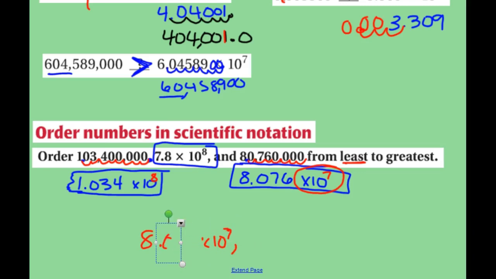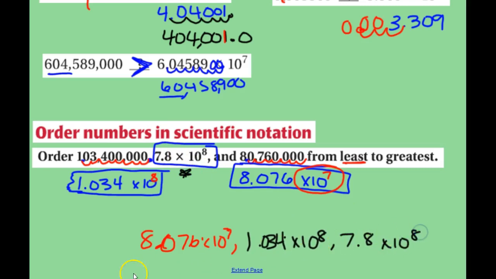Then our second number, that one that's in the middle. Now these two have the same exponent, so the smaller one would be the one that's simply the smaller number. 1.3034 times 10 to the 8th, and then our largest number is 7.8 times 10 to the 8th.